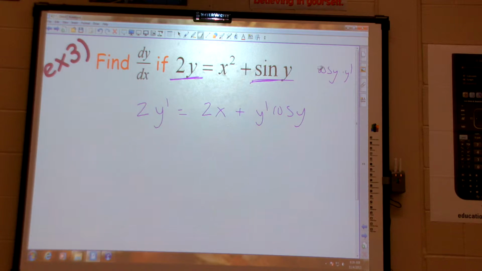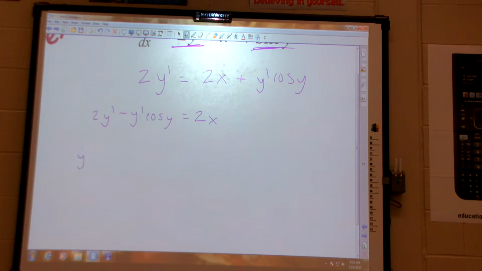Okay. So now I need to get all my y primes on one side, everything else on the other. So let's subtract this term from both sides. Everything with a y prime on one, everything without on the other. Now what do we do? Factor out a y prime. I'm left with 2 minus cosine y.